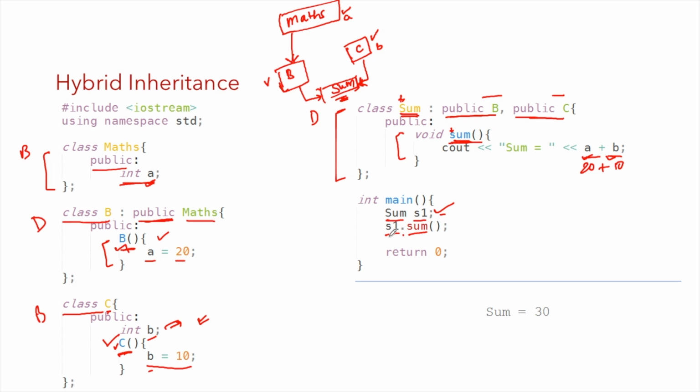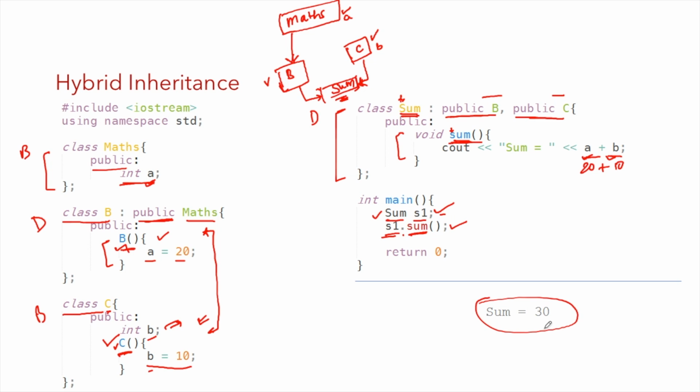That is why we have called it s1.sum in small. So this is a normal member function. But anyways, the point that I'm trying to make over here is that though I have created an object of s1 over here, the constructors of your base class are called automatically. So the output of this program is sum equal to 30.